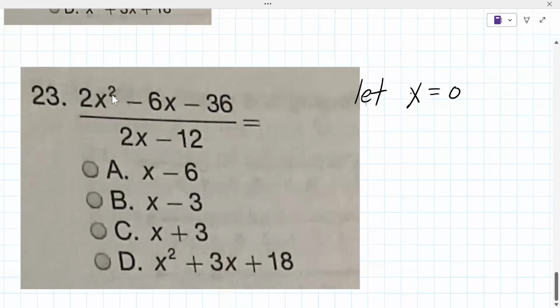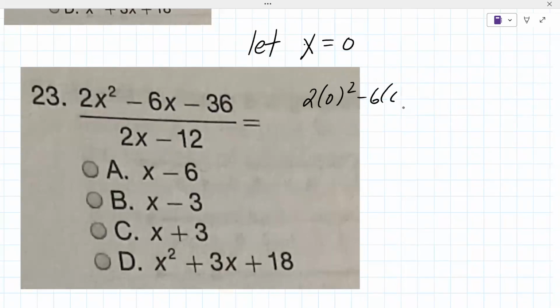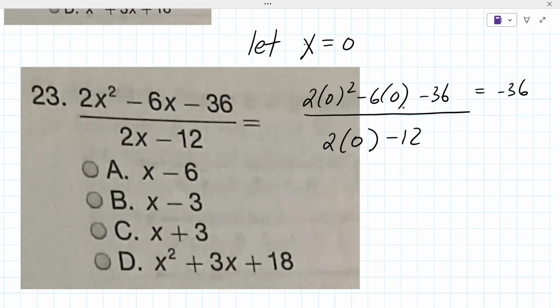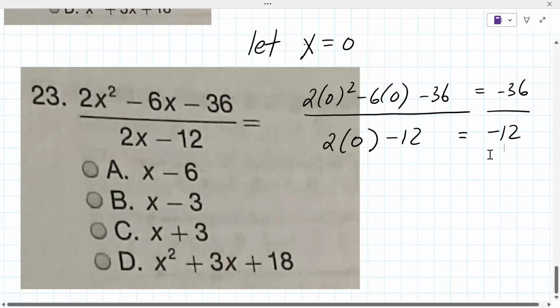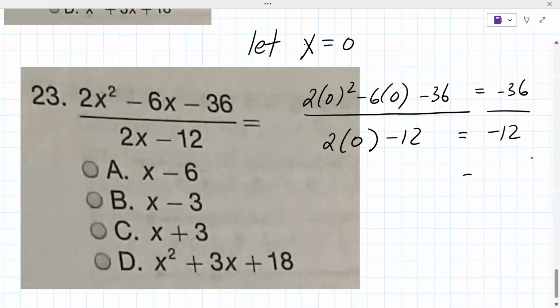Okay, so we got 0 minus 0 on the top, minus 36. This is kind of the way I would probably show you how to do a problem like this. 2 times 0 squared minus 6 times 0 minus 36 becomes minus 36. And then if we do the same thing on the bottom, what does that become? What is 2 times 0 minus 12? Negative 12. Okay, so what does negative 36 over negative 12 reduce to? 3. Reduces to 3. Good.